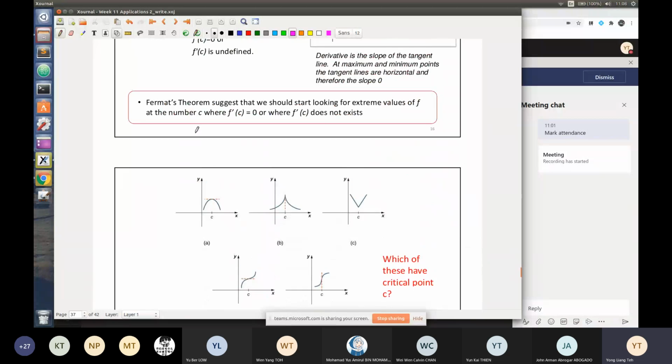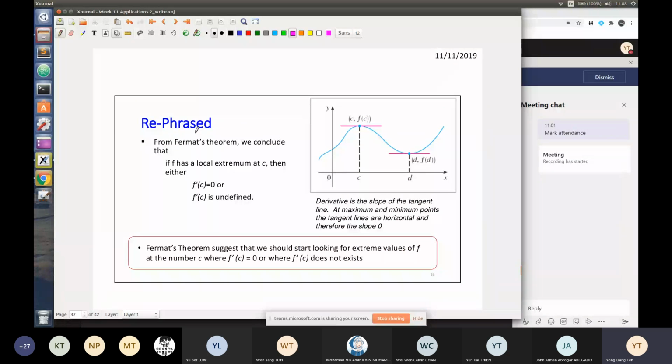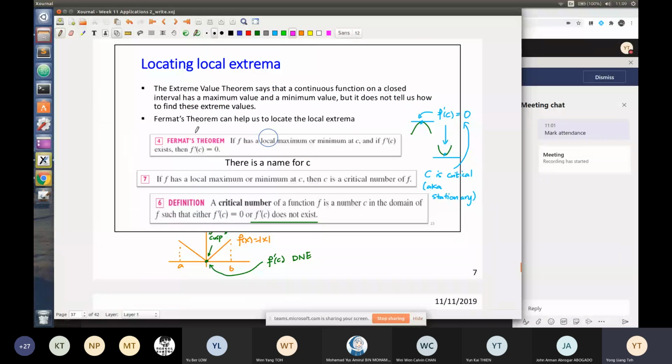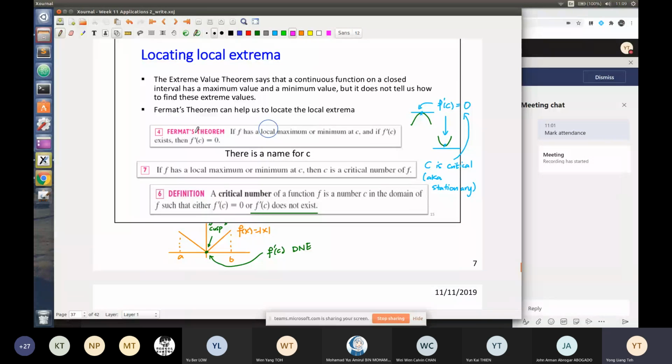So today we're going to continue with Fermat's theorem. I think we left off at Fermat's theorem here. Fermat's theorem basically states that if you have f prime c, so you just look at this point here, if you have f prime c equal to 0 or does not exist, so either one of these two conditions, that means you can actually find a critical point.